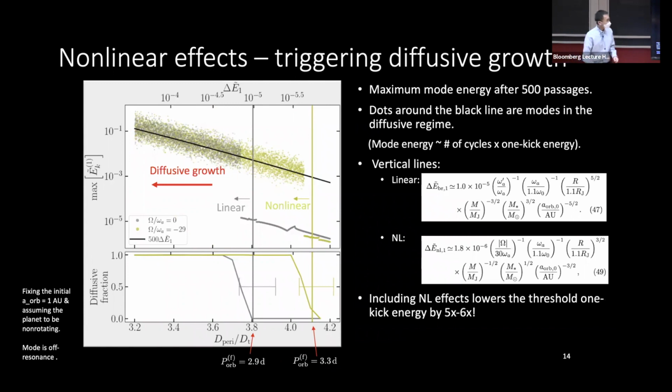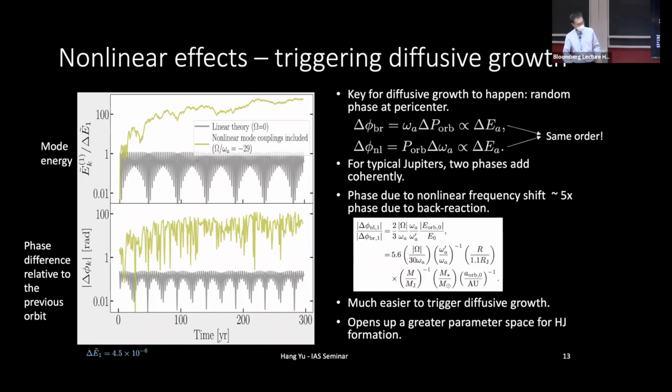Can I ask a question? This is Wenbin. You're mentioning the fact that the mode frequency depends on the mode energy in the high amplitude limit. Yes. Is due to the interaction with the daughter modes. That's correct.